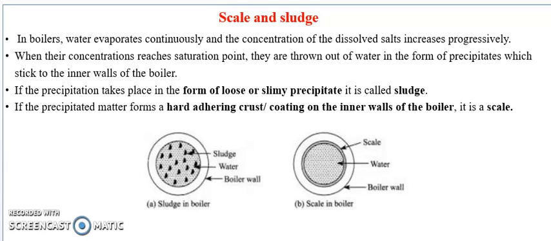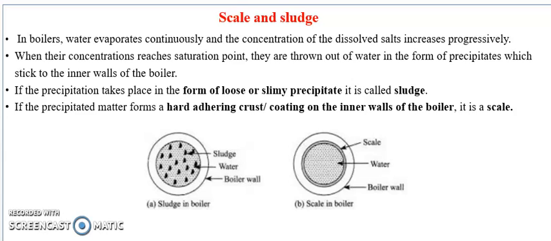Now the first boiler problem is scale and sludge. In boilers, water evaporates continuously and the concentration of dissolved salts increases progressively. When their concentration reaches a saturation point, they are thrown out of water in the form of precipitates, which stick to the inner walls of the boiler. If the precipitation takes place in the form of loose or slimy precipitate, it is called sludge. If the precipitated matter forms a hard adhering crust or coating on the inner walls of the boiler, it is a scale.